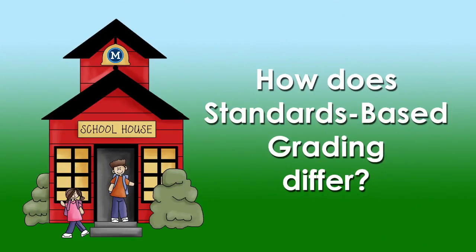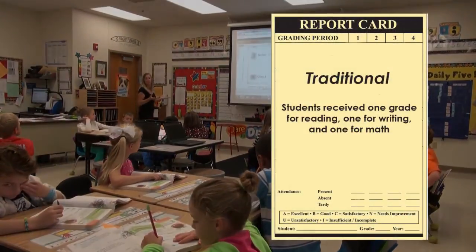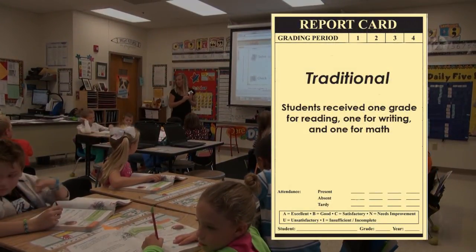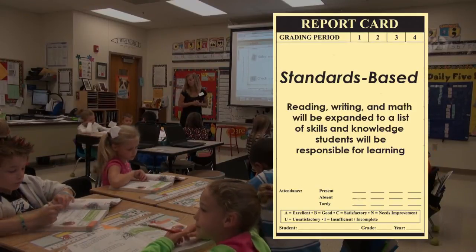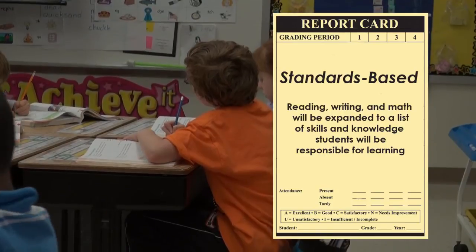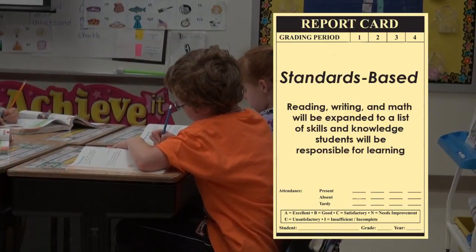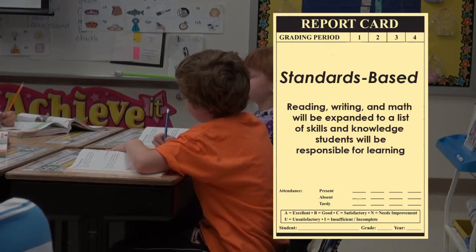So how does standards-based grading differ from traditional grading? On a traditional report card, students received 1 grade for reading, 1 for writing, and 1 for math. On a standards-based grading report card, reading, writing, and math will be expanded to a list of skills and knowledge students will be responsible for learning. Students will receive a mark for each indicator rather than 1 mark for the entire subject area.